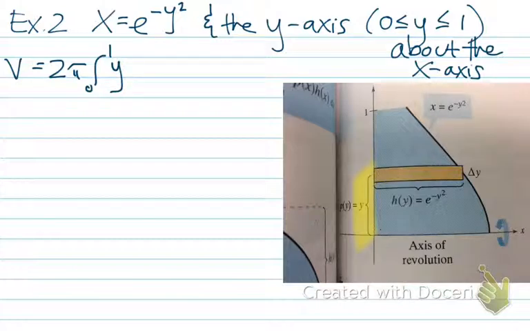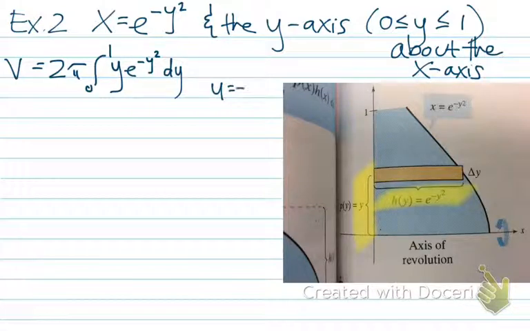times h of y. So h of y happens to be the height of that rectangle, and our formula is perfect for us because it's already in terms of y. So they're already giving us h of y in the formula. So that would be times e to the negative y squared dy. And then we're going to have to use u substitution for this.